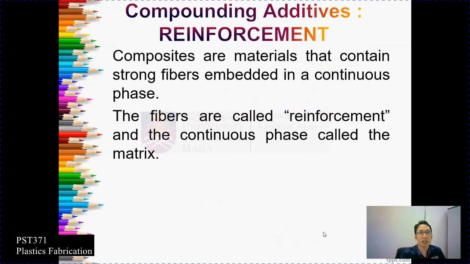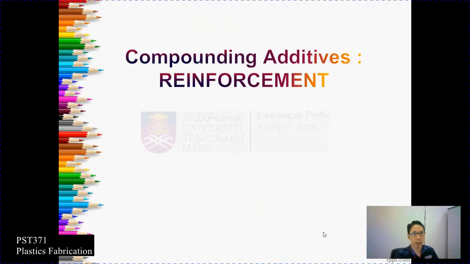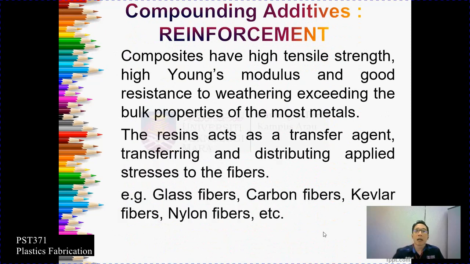Composites are materials that contain strong fibers embedded in a continuous phase. The fibers are called the reinforcement, and the continuous phase is called the matrix, the polymer matrix itself. While the continuous phase can be a metallic alloy or inorganic material, it is typically an organic polymer that is termed a resin. Okay, nothing much to worry about that. And then, in reinforcement, the composite has high tensile strength, high Young's modulus, and good resistance to weathering, exceeding the bulk properties of most metals.